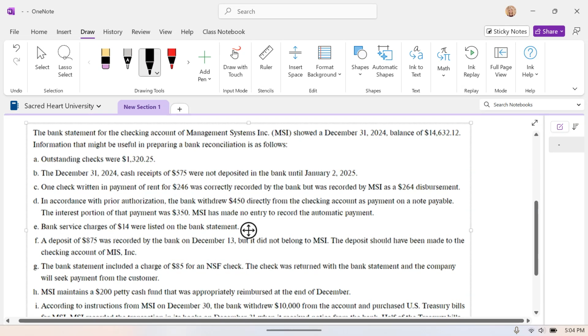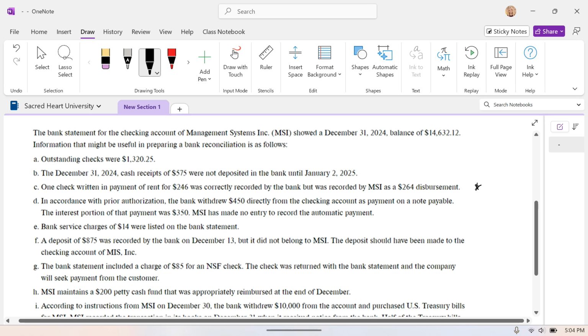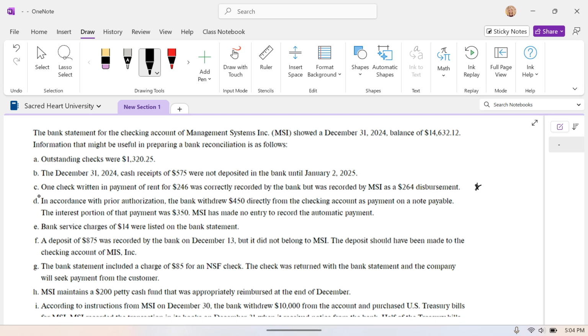C says one check written in payment of rent for $246 was correctly recorded by the bank. Okay, so if it was done correctly on the bank, we don't need to make an adjustment to the bank. So let's hold off on this. You'll put a little star because that's going to have to adjust our cash balance or our book balance.